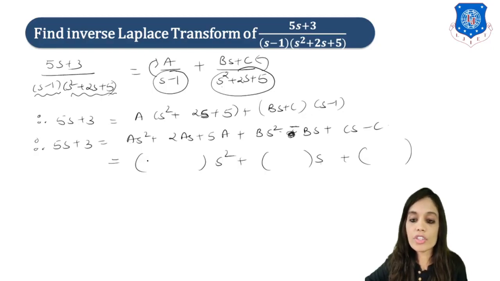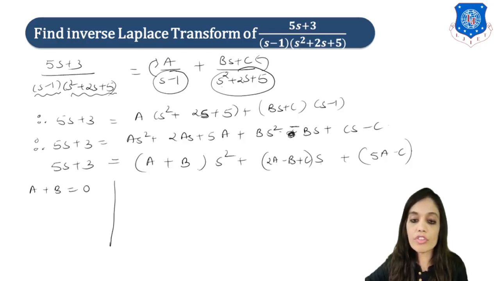So here the coefficients will be a plus b. Here we have s, so write the coefficient of s and they are 2a minus b plus c, and lastly the constants are what? 5a minus c, and here we have 5s plus 3. Now let us start comparing the coefficients. So a plus b will be equals to 0.